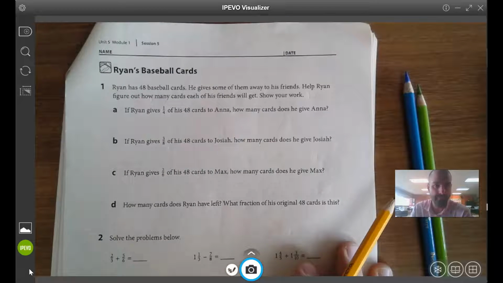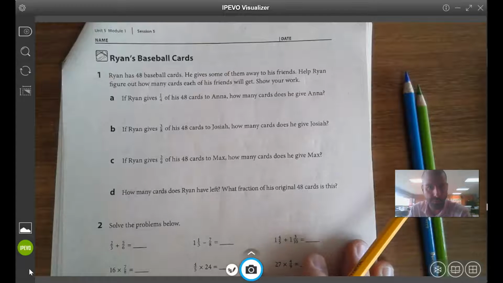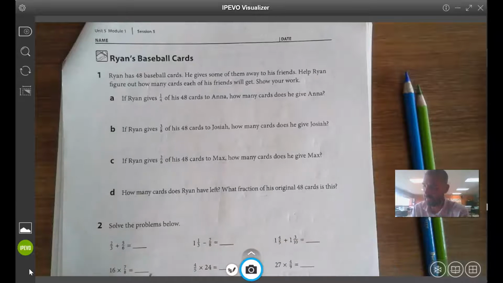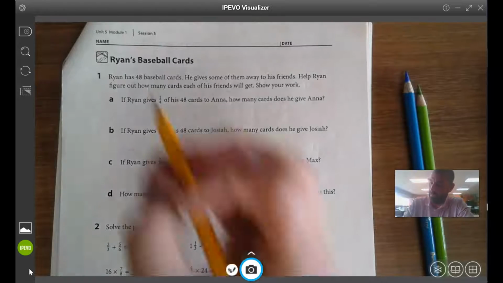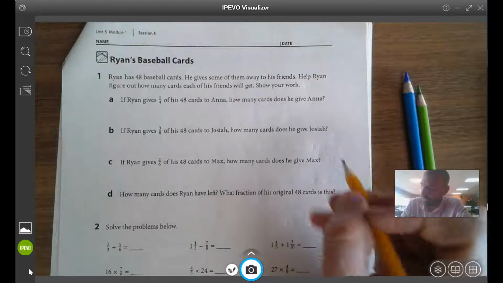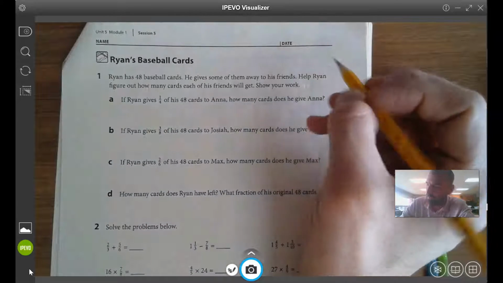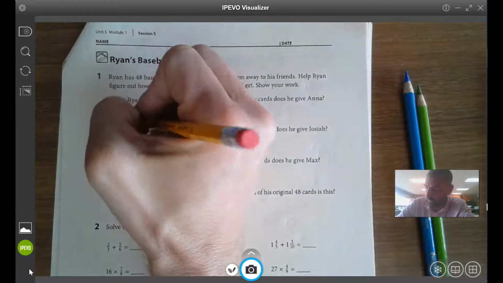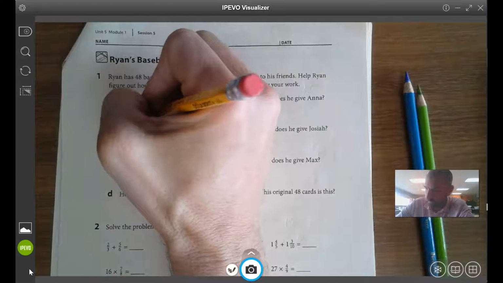Alrighty, Ryan's baseball cards. Ryan has 48 baseball cards. He gives some of them away to his friends. Help Ryan figure out how many cards each of his friends will get. Show your work. If Ryan gives 1/4 of his 48 cards to Anna, how many cards does he give to Anna?